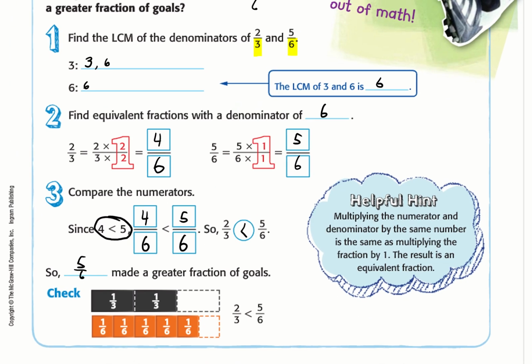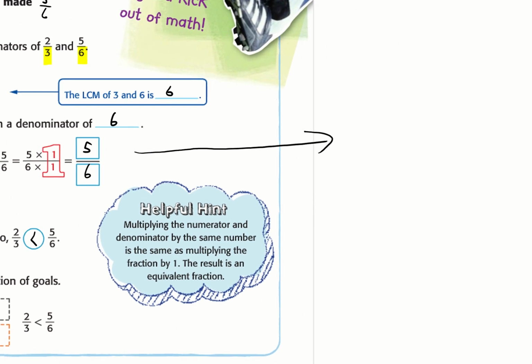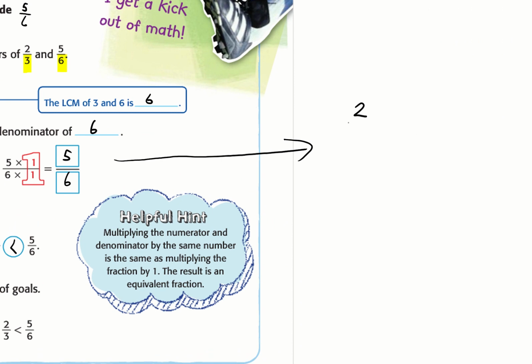Now, I'm going to show you the shortcut. And the shortcut is going to be way easier. So here's my fraction of 2/3, and here's my fraction of 5/6. What I'm going to do is I'm only going to multiply up. I can only go up. So I'm going to draw these 2 arrows. Notice my arrows are going up and they cross.